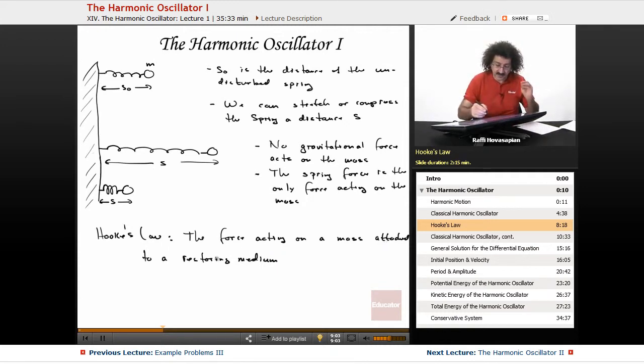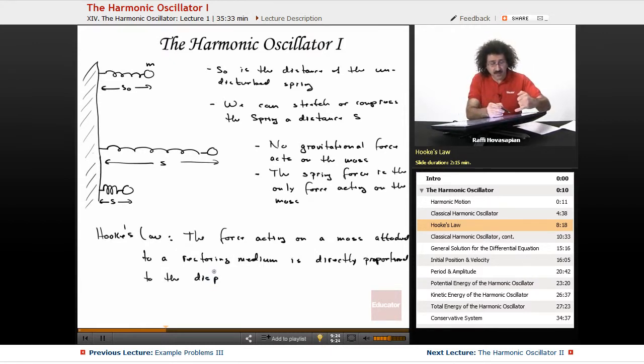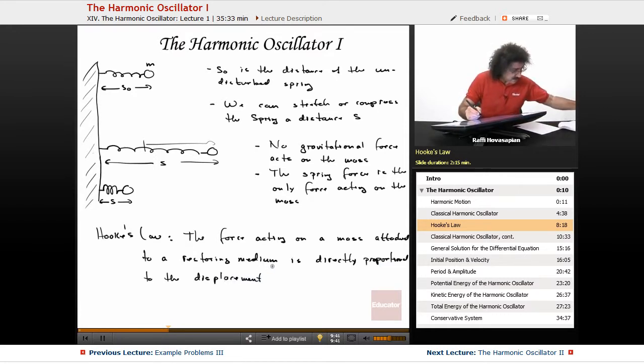So the force acting on a mass attached to a restoring medium is directly proportional to the displacement. And the displacement is the extent to which I actually pulled it away from its equilibrium position. So from here to here, that's the displacement from its equilibrium position. It's the S minus the S0. So that is Hooke's law. And the mathematical statement is the force is equal to minus K times S minus S0.